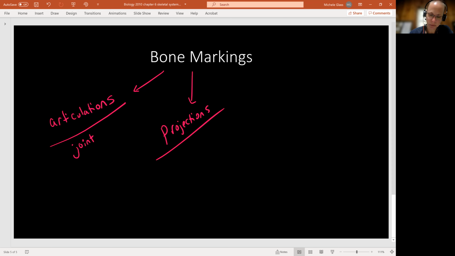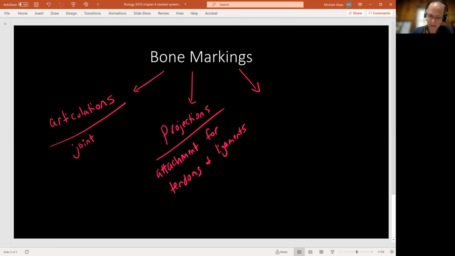These projections, points that are sticking out, are going to be important points of attachment for tendons. Remember, tendons are attaching muscle to bone. Tendons are part of the skeletal system. Excuse me, oops. Tendons are part of the muscular system. So projections are attachment points for tendons and for ligaments. And the ligament is part of the skeletal system. The ligament is the connective tissue attaching bone to bone.